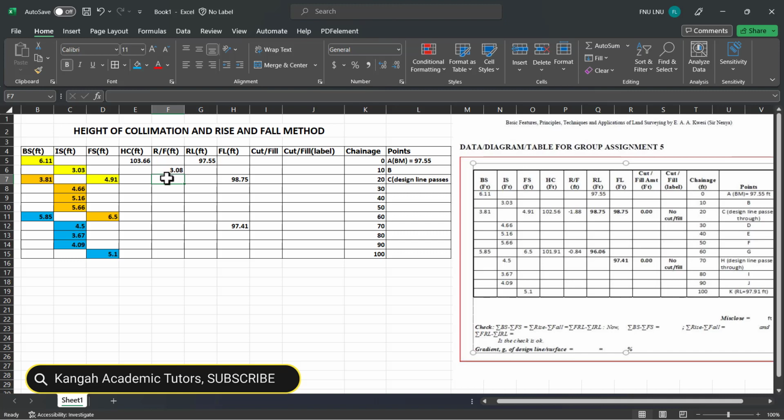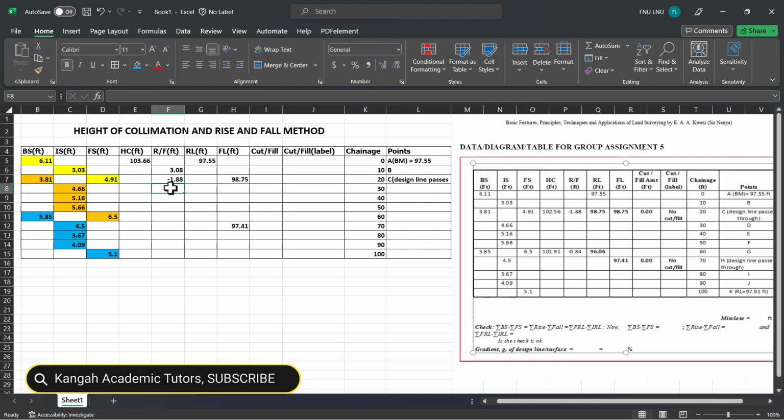Now let me compute this one. It equals this minus this. This one is minus 1.88, meaning that this one is a fall. You can see in the equation here the same thing, minus 1.88, so that's a fall. Now I'm done with the first traverse.